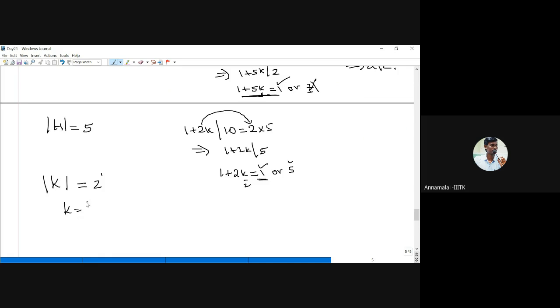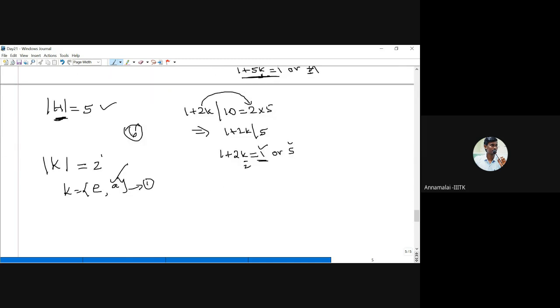Since K is a subgroup, it should contain the identity element and one more element, maybe we take A. Actually, we have to take only 1 element because we already counted the identity element in H, because H is also a subgroup. It contains the identity element. Therefore, we have only 6 elements. Already we have 5 elements here, and we produce one more element A. So we got only 6 elements. But the group contains 10 elements. Therefore, if you take only one 2-Sylow subgroup, you will not get the entire group.